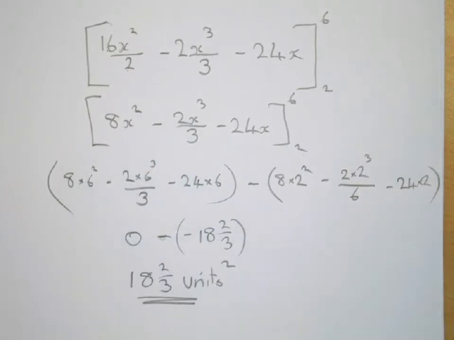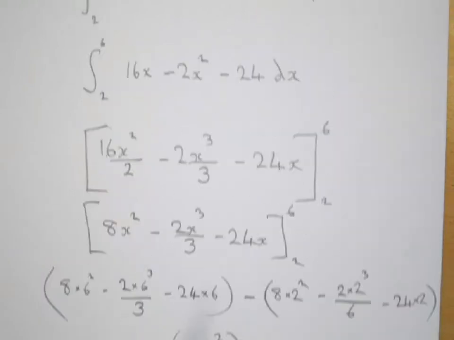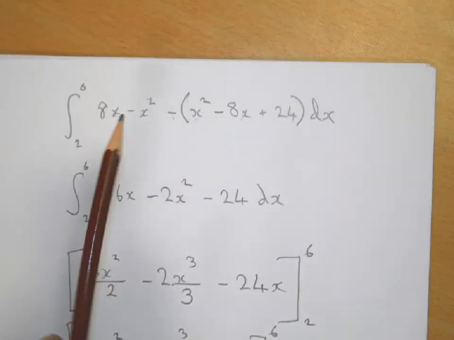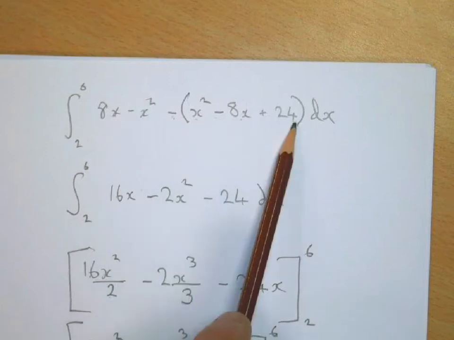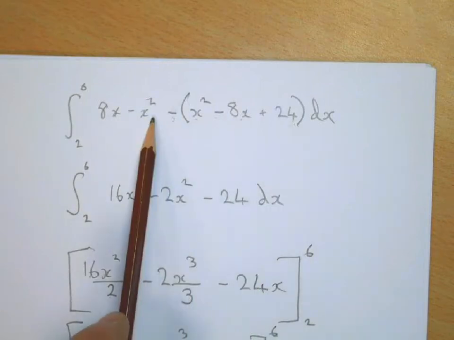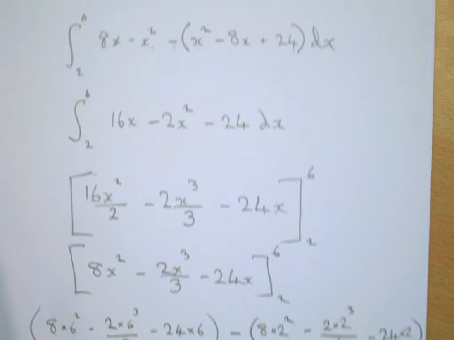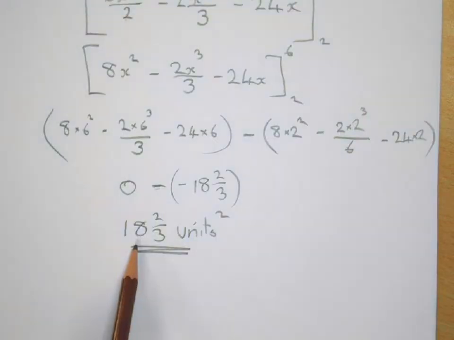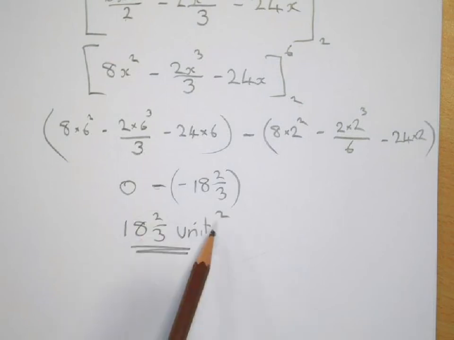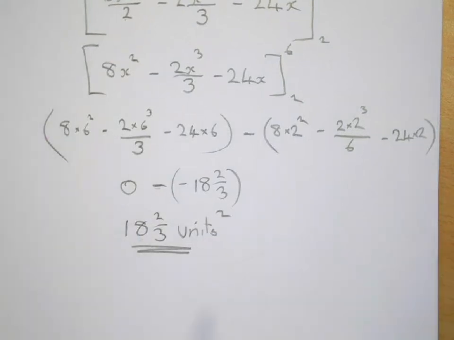Now, what would have happened if you had got these the wrong way around up here? If you'd, for example, put that first, and then you took away this, you'd have actually ended up with the same answer, except it would have been a negative 18 and 2/3. And so if you ever end up with a negative answer, it's more than likely you have not put the quadratic that is on top of the area first. Right, so I hope that helps you with integration and working out the area between two curves.